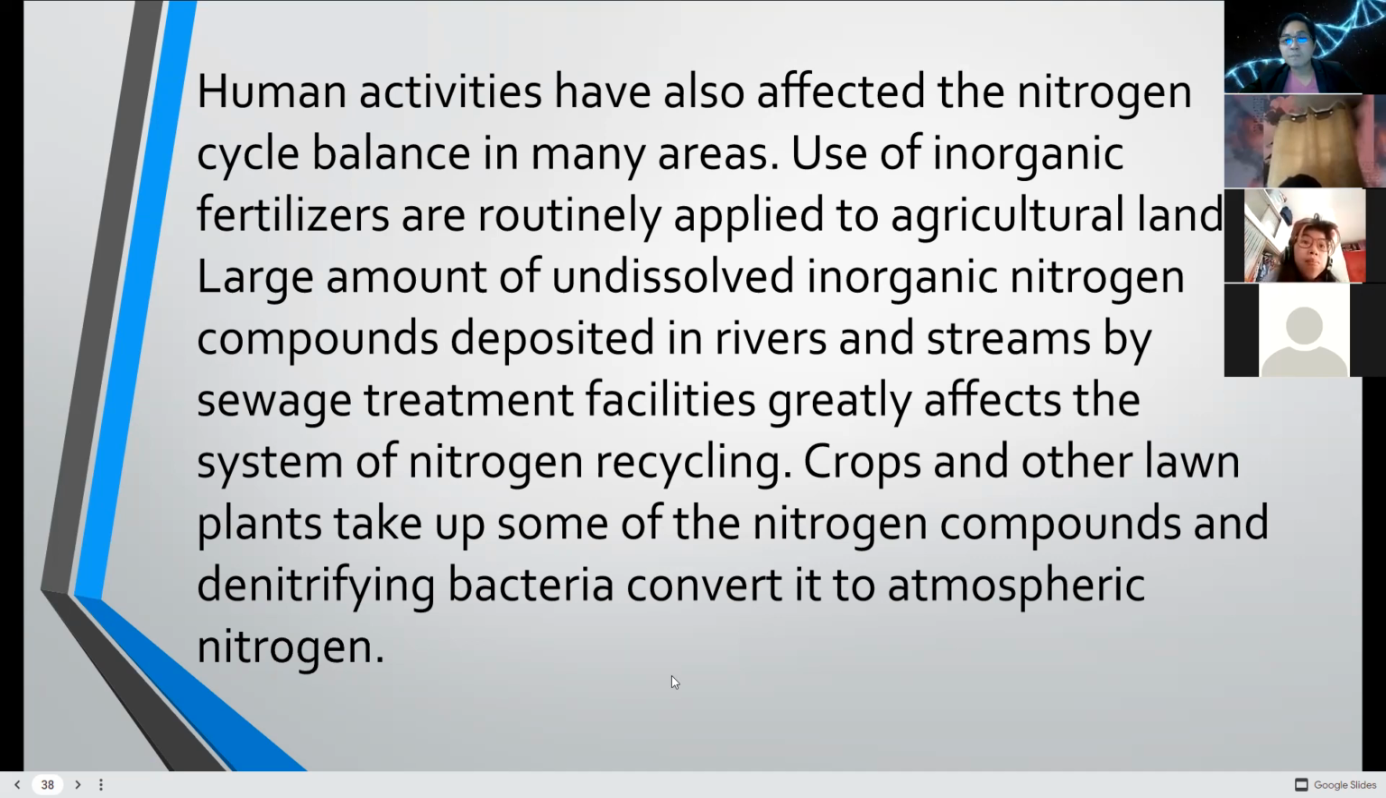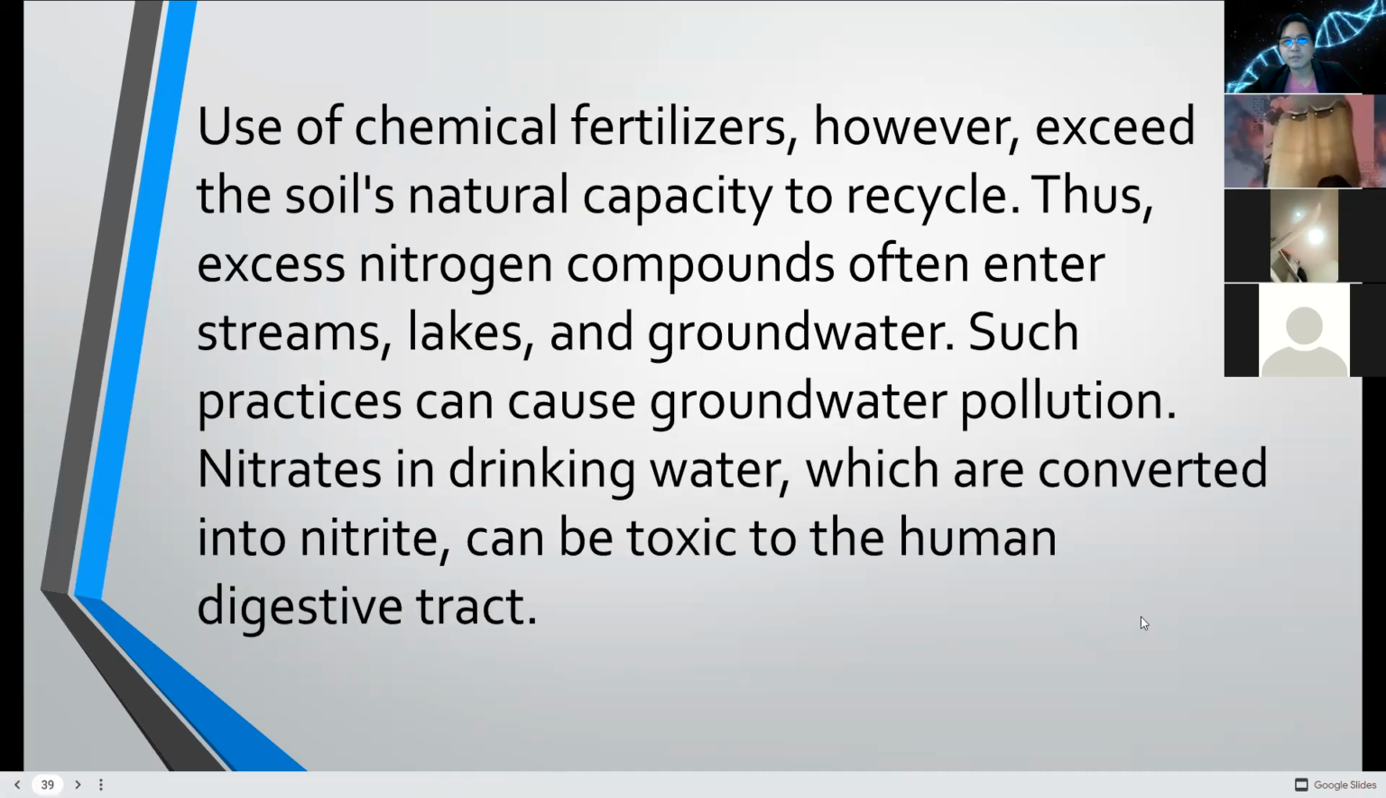Okay. Crops and other lawn plants take up some of the nitrogen compounds, and the nitrifying bacteria convert it into atmospheric nitrogen. The use of chemical fertilizers, however, exceeds the soil's natural capacity to recycle. Thus, excess nitrogen compounds often enter streams, lakes, and underground water. It is supposed to be fixed by the natural fixers or nitrogen fixing bacteria and other organisms. But because of these chemical fertilizers, the natural capacity of the soil to recycle is exceeded. So where does this nitrogen go? It will go to streams, lakes, or underground.